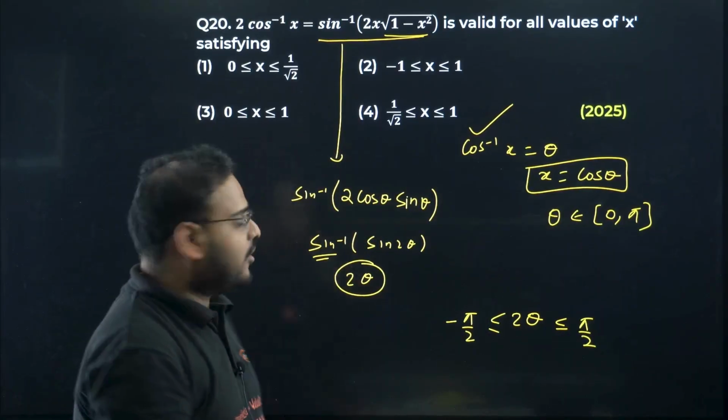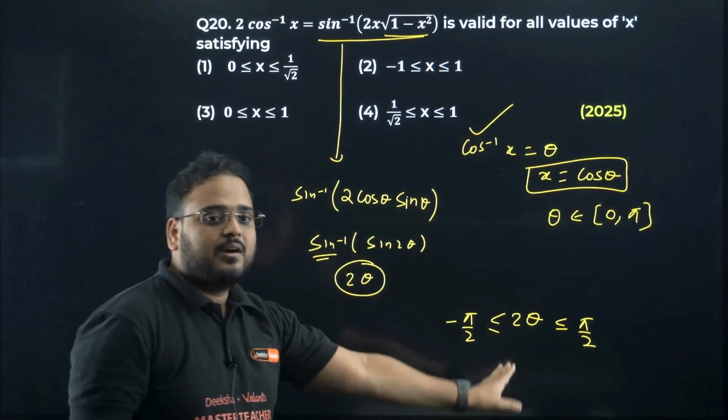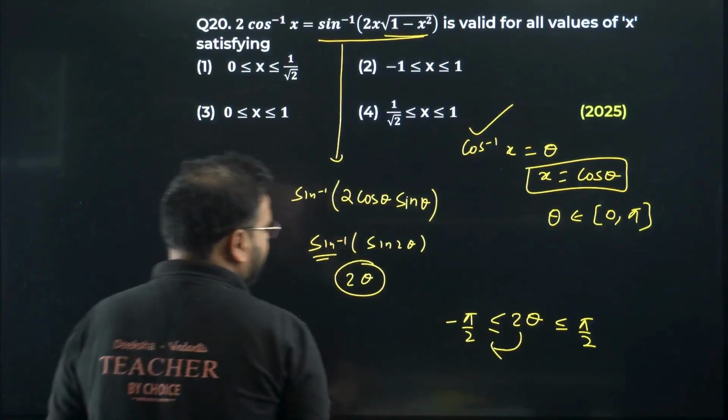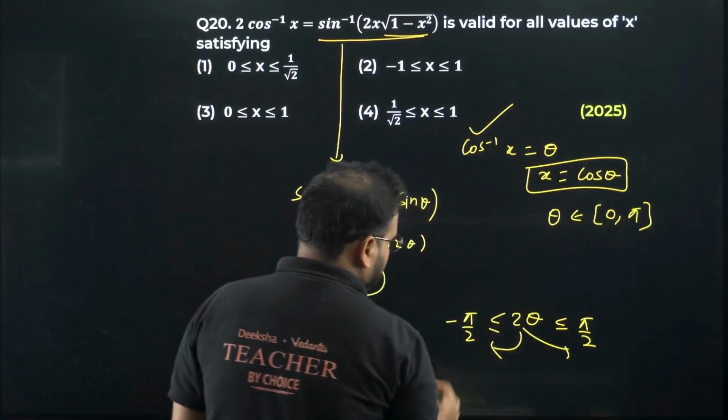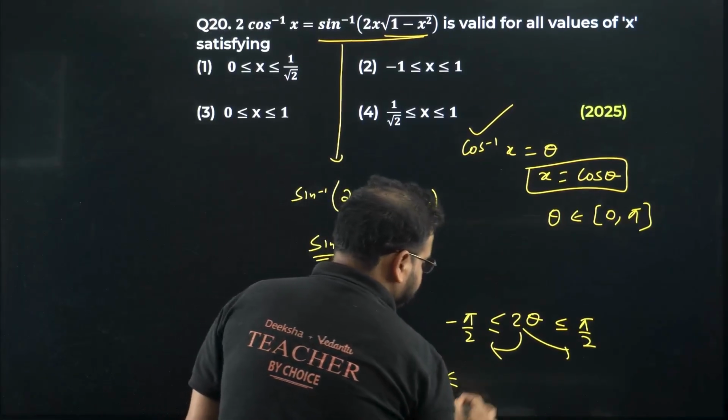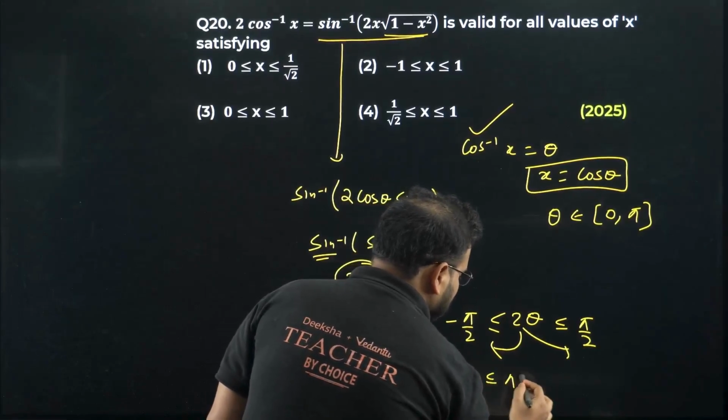Your range of sine inverse is what? Minus pi by 2 to pi by 2. Bring forth 2 on this side. What do I get? Both sides actually. I'll have here minus pi by 4 to theta, same on this side, pi by 4.